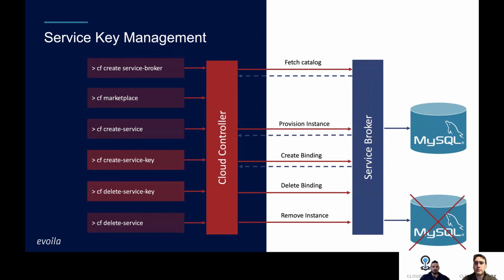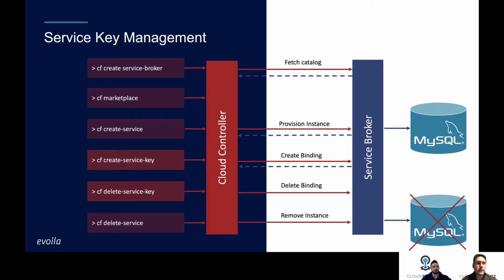So the only difference when talking about service keys is that we have custom commands for creating and deleting a service key, and the service broker will just create a normal binding and make it available for the user in order to connect to the backing service.